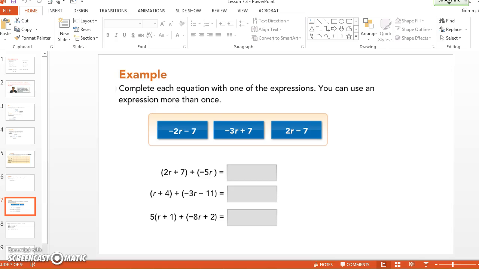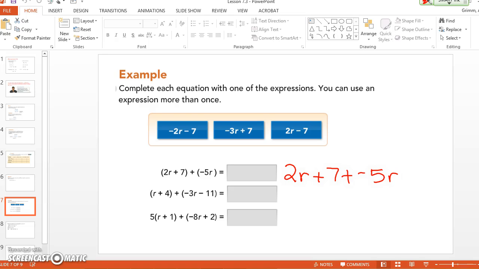Does the first one have any distributive property in it? No. They really don't even need those parentheses in there. Okay, so what we're going to do is rewrite this without parentheses because I think it's helpful. So 2r plus 7 plus -5r. Okay, then we're going to think about our video yesterday. The only things we can combine here are the things that are exactly the same.